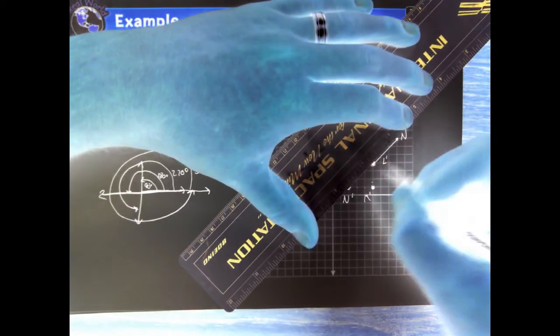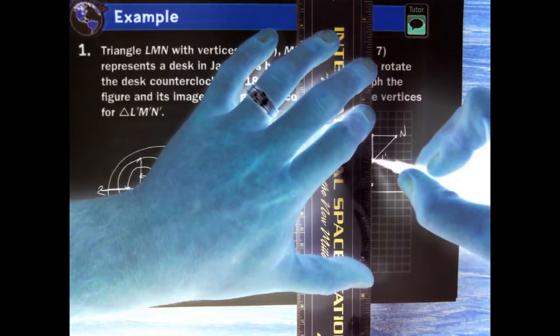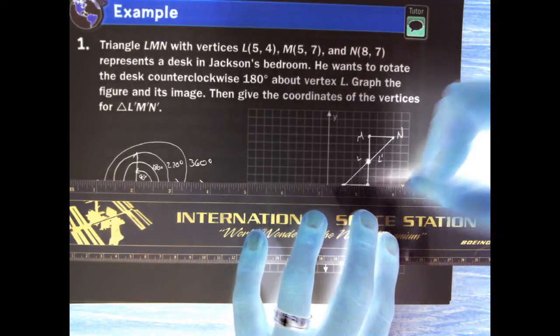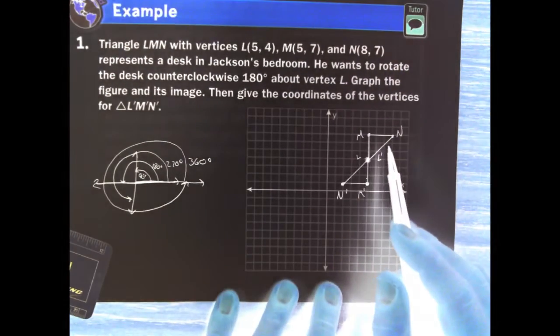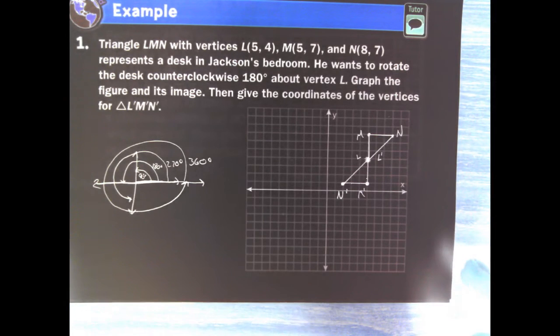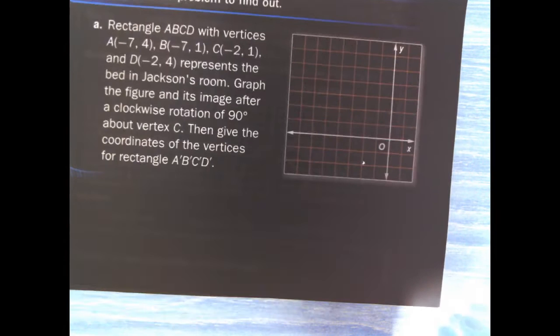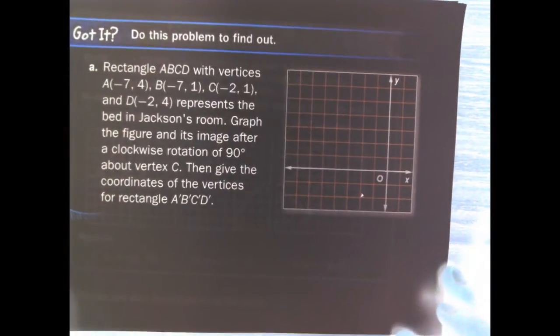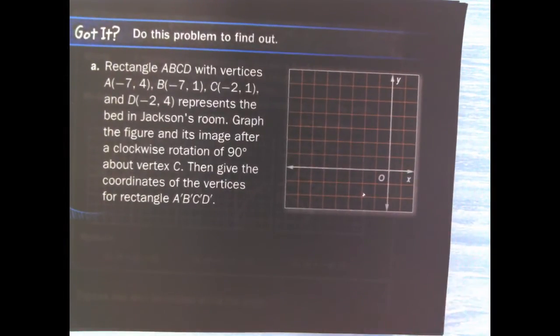So then my image of my triangle would be right here, L prime, M prime, N prime. So I rotated that figure down 180 degrees counterclockwise. Again, it's something you just really have to visualize, especially when we're moving about a vertex. So go ahead and try A on your own. I'll be back in a minute to go through it with you.